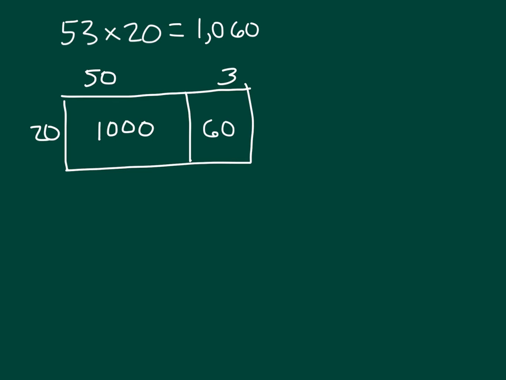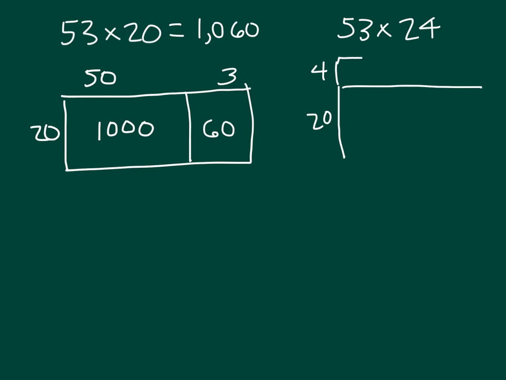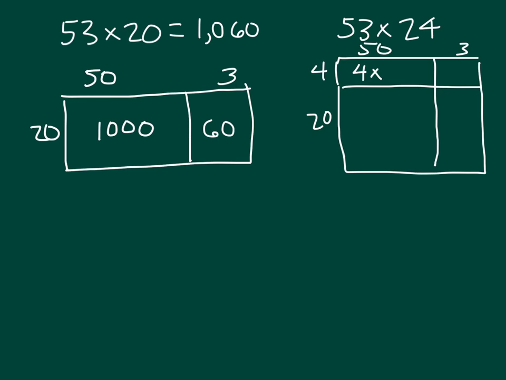Now, let's look at the area model for the problem 53 times 24. In setting up 53 times 24, we'll go ahead and break apart 24 into 4 along with that 20. And we'll still have the 50 along with that 3. And then instead of having two partial products, we'll have four partial products, where we're multiplying 4 times 50, or 4 times 5 tens, to get 200. We're multiplying 4 times 3 to get 12.